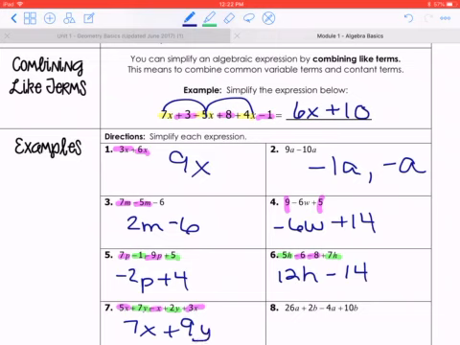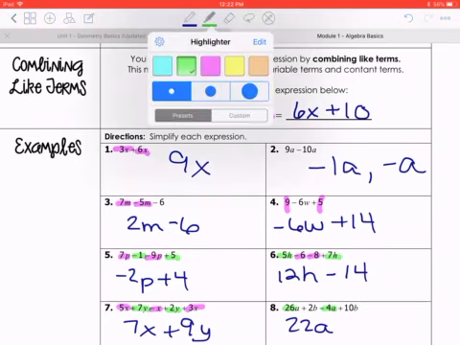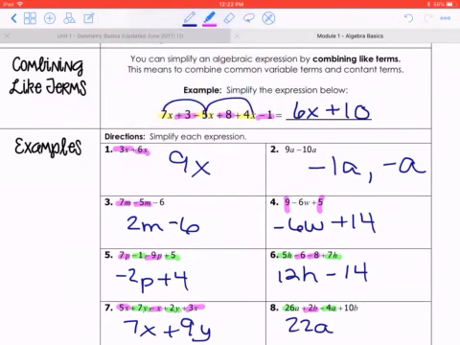And that would be my answer, because even though x and y are both variables, they're different variables, so you can't combine them together. Okay, and then the last one here, I had 26a minus 4a. So 26 minus 4 is going to give me 22a. And then 2b plus 10b, we're going to add that together and get 12b. Again, a and b are not like terms. Okay, let's jump to the next page.